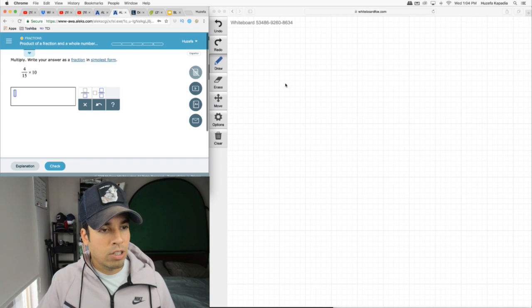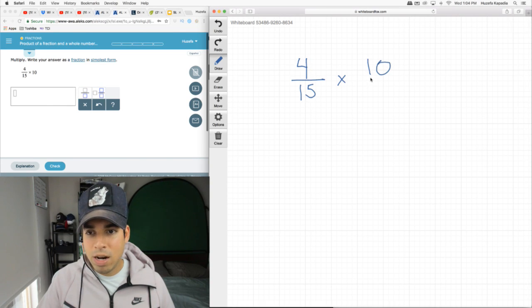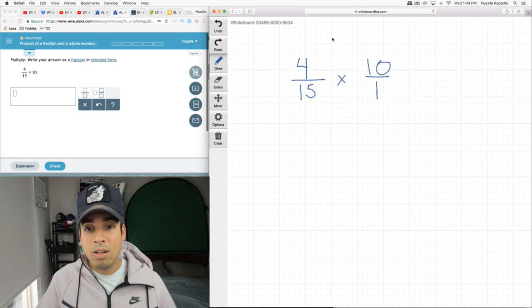Write your answer as a fraction in simplest form. So when we are looking at multiplying fractions against whole numbers, you have to think about that whole number not as a whole number but as a fraction, because every whole number is simply itself over 1. So we've got a fraction of 4 over 15 times 10 over 1.